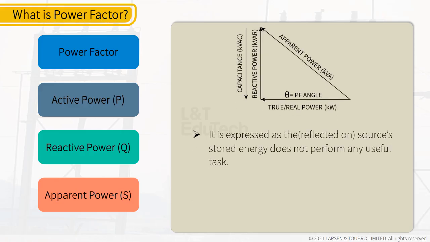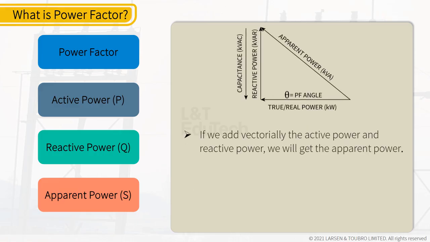The reactive power Q is the power reflected from the source's stored energy, and it does not perform any useful task. The unit of measurement is VAR or kVAR. The apparent power S: if we add vectorially the active power and reactive power, we get the apparent power. The unit of measurement is VA or kVA.